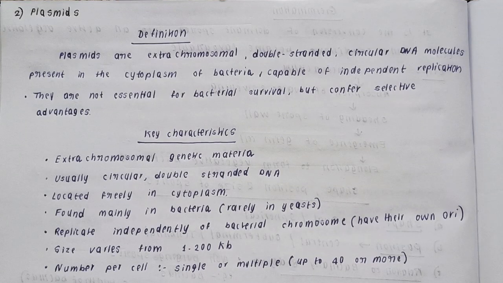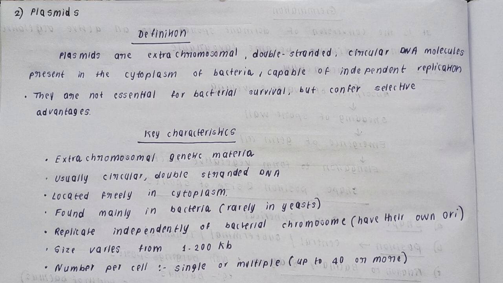Okay, so without wasting any time, let's get started. Coming to the definition, plasmids are extra chromosomal, double stranded, circular DNA molecules present in the cytoplasm of bacteria capable of independent replication. So, it's a very straightforward, easy definition. Just read once or twice, you will be able to write it. They are not essential for bacterial survival but confer selective advantages. We'll see what are the advantages.